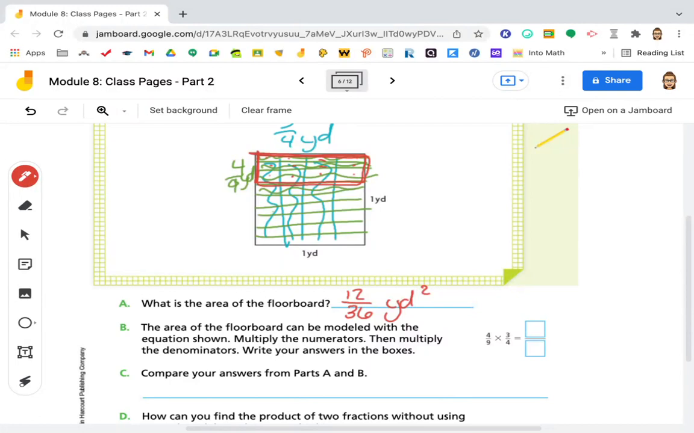It says the area of the floorboard can be modeled with the equation shown. Multiply the numerators and then multiply the denominators. Write your answers in the box. So 4 times 3 is 12. 9 times 4 would be 36. Compare your answers from part A and part B. My answers are the same.